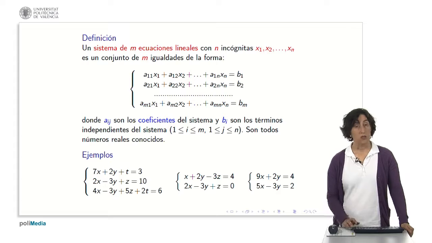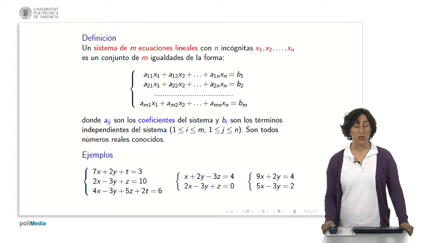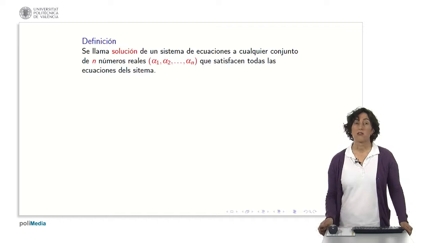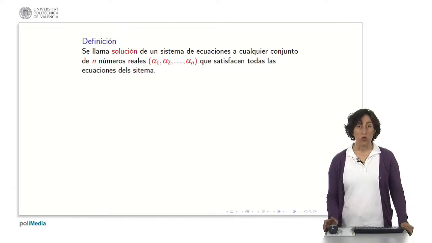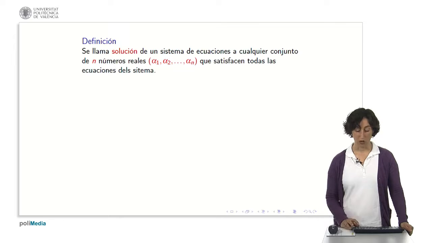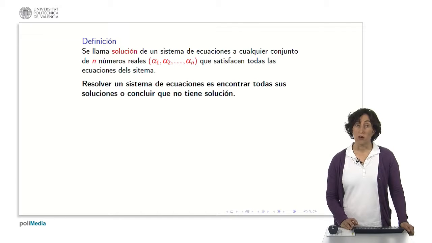Well, this is what we call a linear equation system, and we are going to worry about solving it. So to solve it, we have to know what a solution is. We are going to call a solution of a linear equation system any set of real numbers, alpha 1, alpha 2, ..., alpha n, that satisfy all the equations of the system, all of them, as we have seen in the example of the intersection between the line and the circumference. They have to satisfy all the equations so that it is a solution.